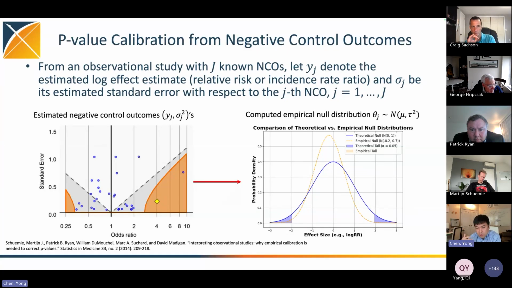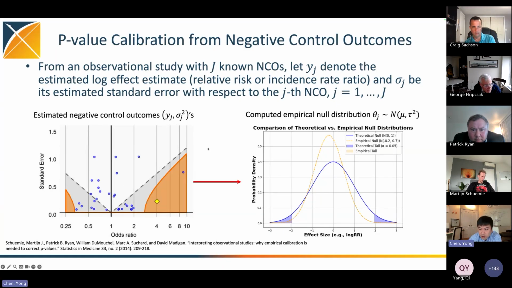NCOs rather than relying on one, because in reality, how would we know for sure that there's no causal relationship between exposure and outcome? We don't want to put all the eggs in one basket, right? So we want to consider a set of the NCOs. And in this case, for example, if we denote Yj as the estimated log effect size, for example, log hazard ratio or log relative risk, we can use a funnel plot again to visualize the NCO distributions.